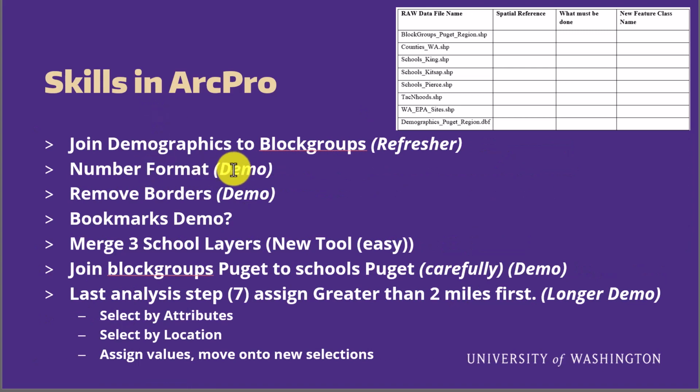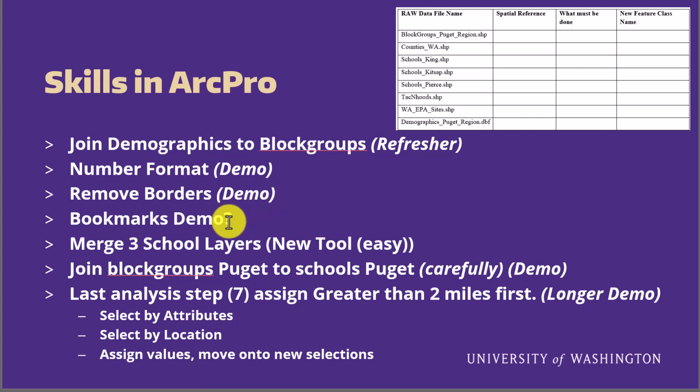Some more skills. You're going to be joining demographics table to block groups. That's a refresher. I'm going to be taking you through some number formatting to make your data and your resulting maps a little bit more polished. Removing borders. This also makes the data look a little bit more polished. So I'll give that demo.